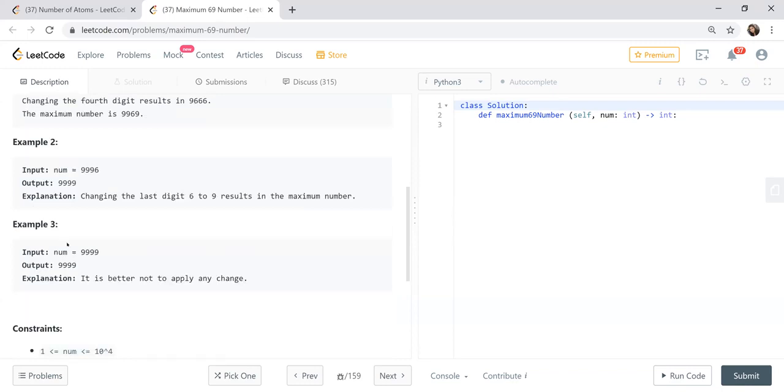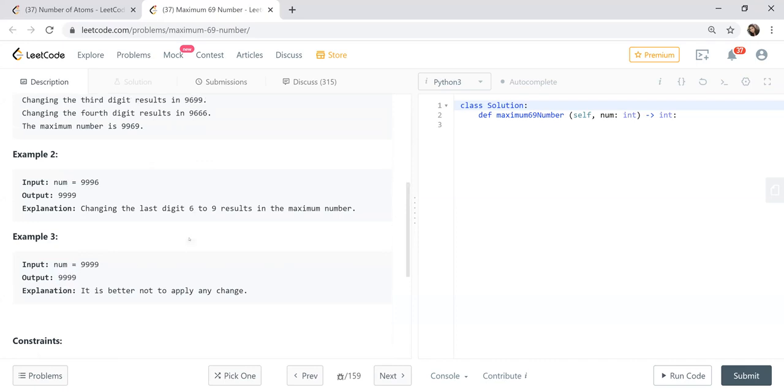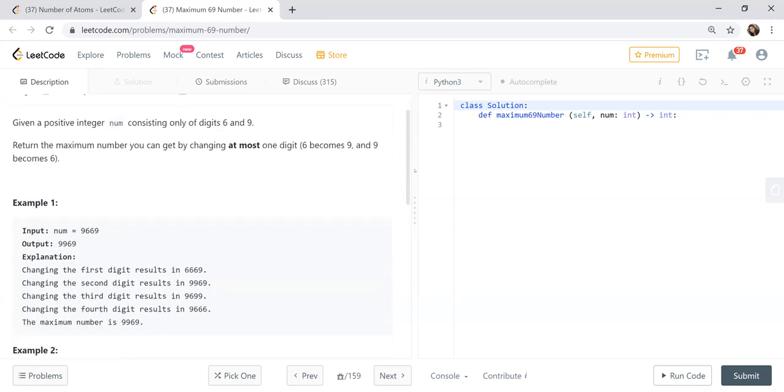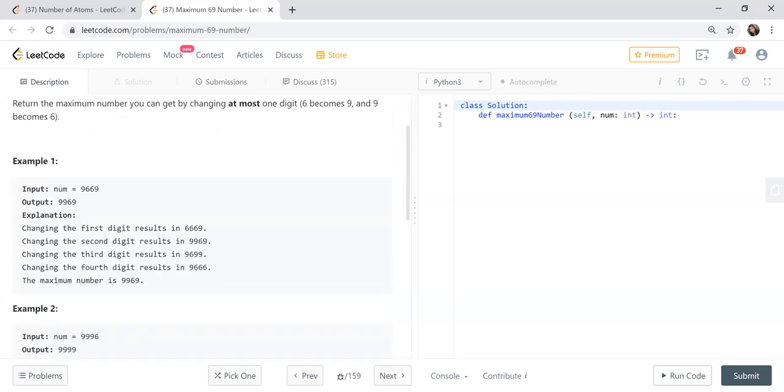So this is the answer. And if you are not able to change, like 9999 is the biggest one, we just need to return that number. So any thoughts? I think this is a good question and an easy question. There are a lot of versions of this question. Let's discuss this first. Any approach comes to your mind?